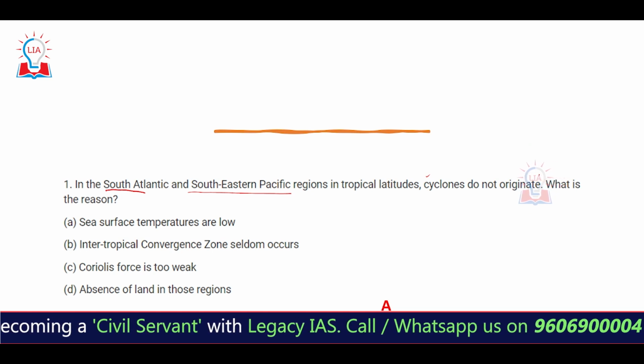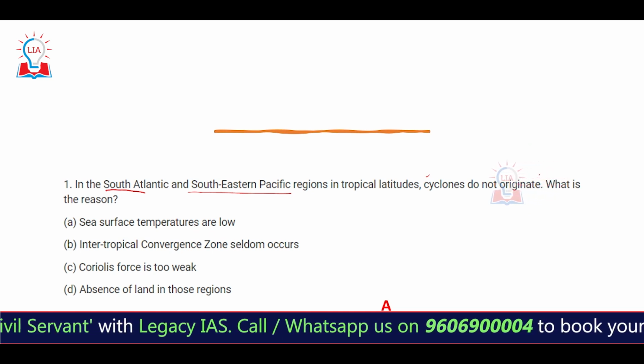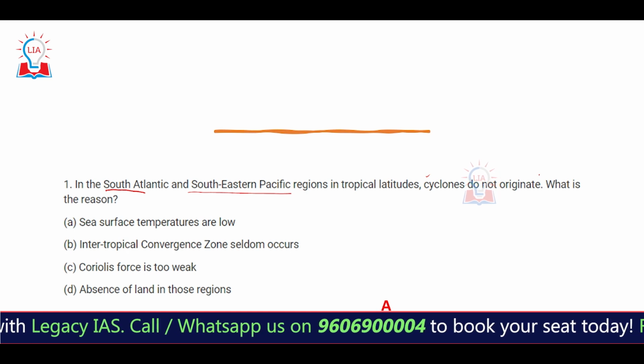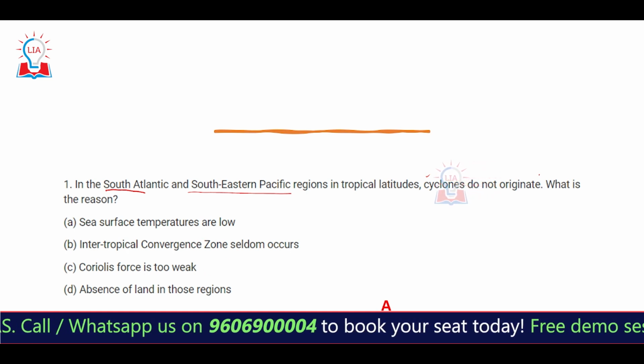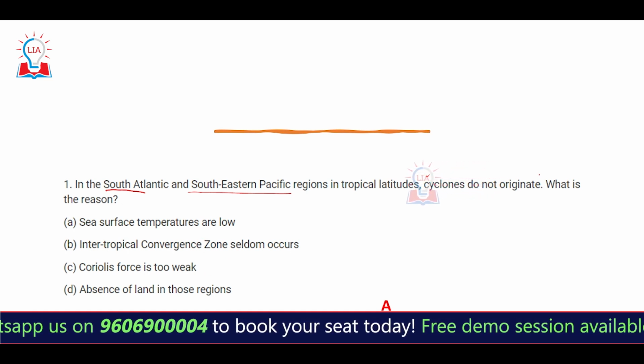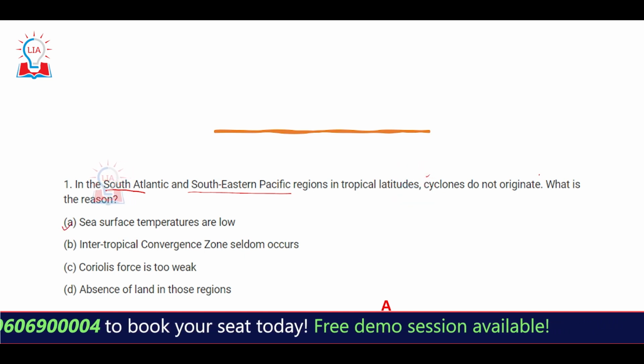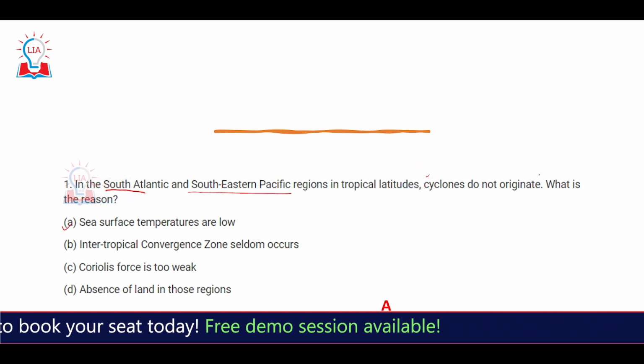First is the sea surface temperatures are low. Second is the intertropical convergence zone seldom occurs. C is Coriolis force is too weak, and D is the absence of land in those regions. So the correct option obviously is A. It is because of the lower sea surface temperature.